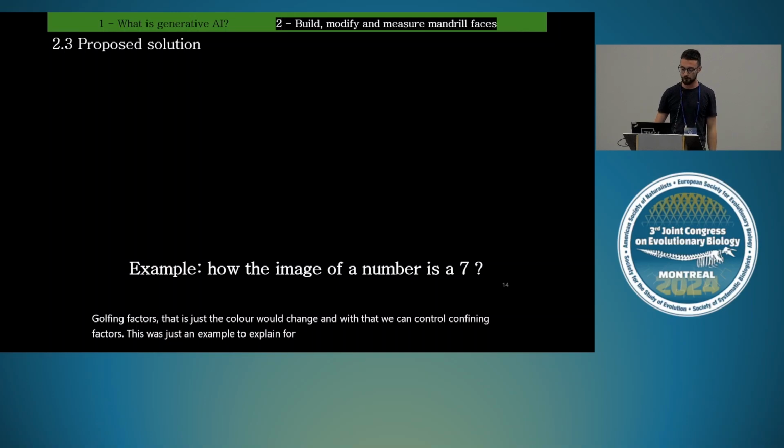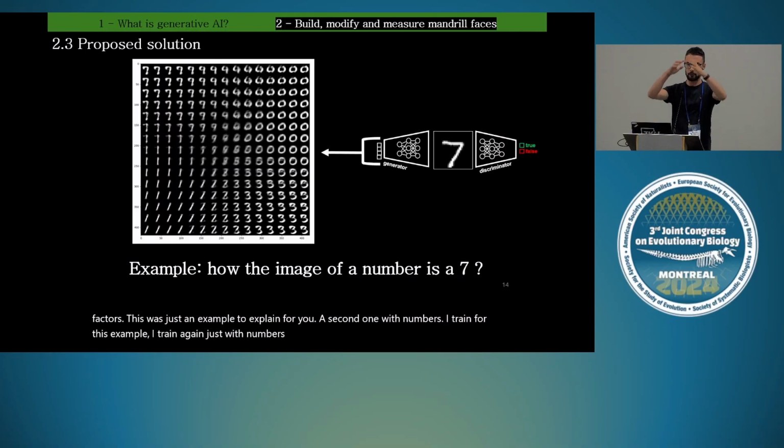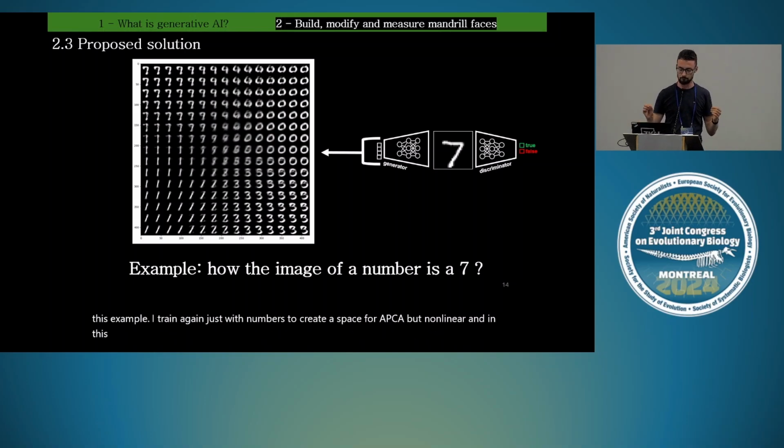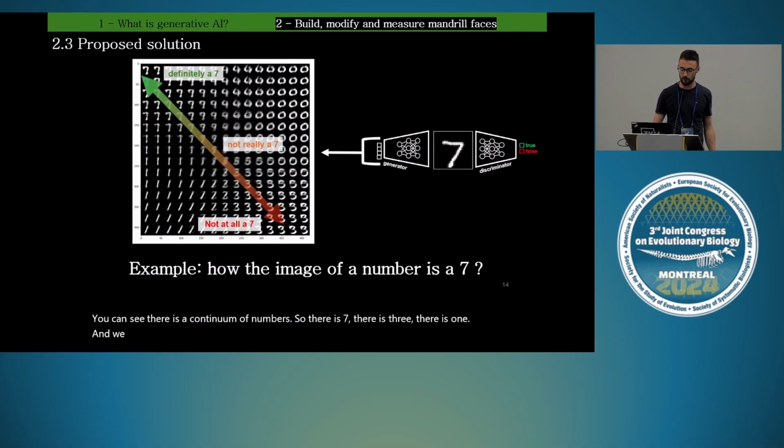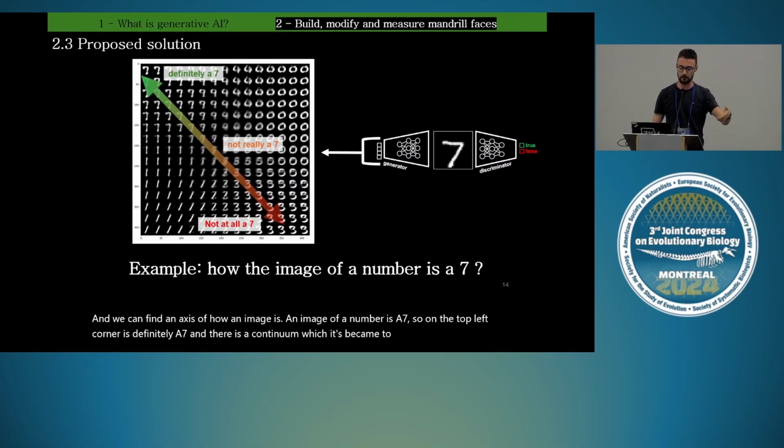A second one, with numbers. For this example, I trained again just with numbers to create a space like a PCA but non-linear. And in this space, you can see there is a continuum of numbers. So there is 7, there is 3, there is 1, and we can find an axis of how much the image of a number is a 7. So on the top left corner, this is definitely a 7, and there is a continuum where it becomes less and less a 7, and on the bottom corner, this is not at all a 7.